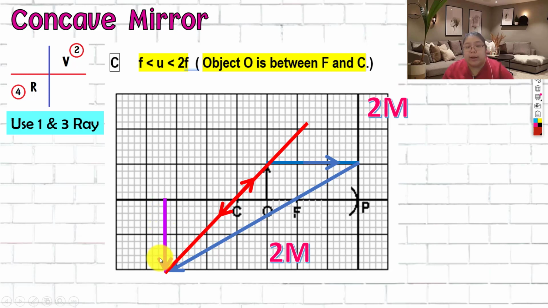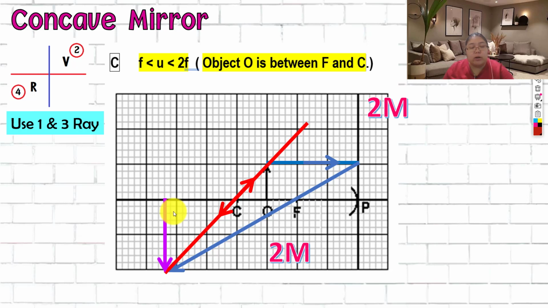Now we conclude the characteristics. First one, this is a real image because it is below the horizontal line. Number 2, can you see the size? Bigger or smaller? The size becomes bigger, so we can say magnified. One more, can you see the object is upright, the arrow points up. How about the image? The arrow points downwards. So we can say the characteristic is inverted.